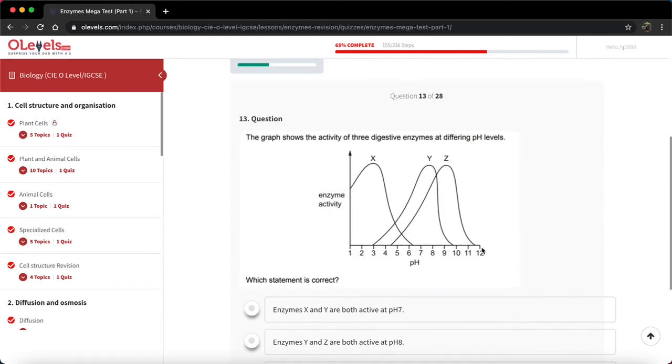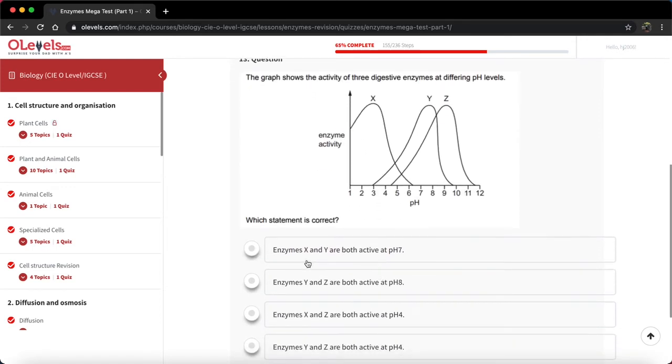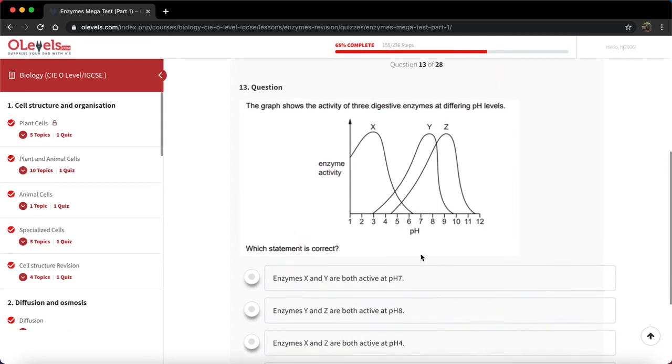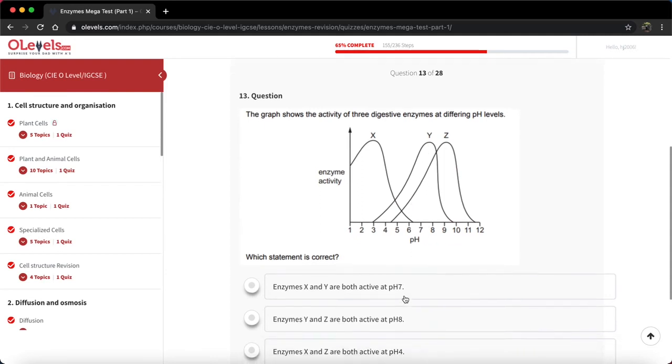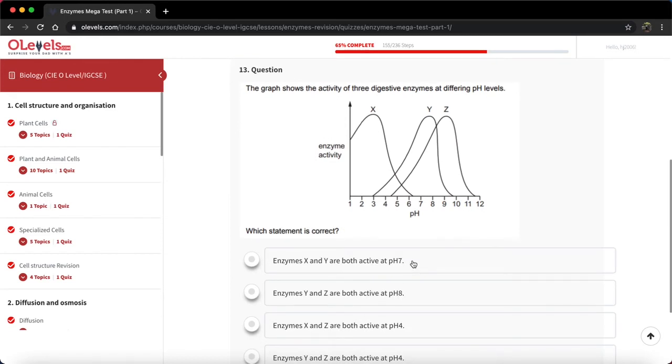Yes. Okay, next. The graph shows the activity of 3 digestive enzymes at different pH levels. Which statement is correct? Okay. The enzymes X and Y are both active at pH 7. So at pH 7, they are active. This one is active, increasing, and Y is okay. X and Y are both active at pH 7.